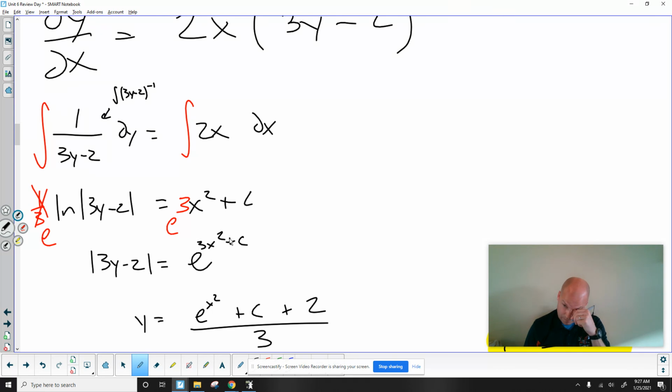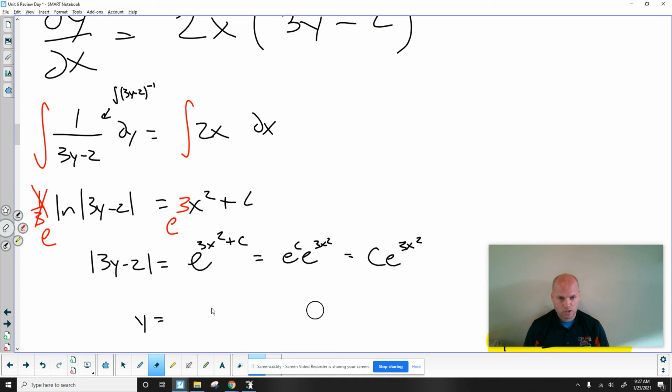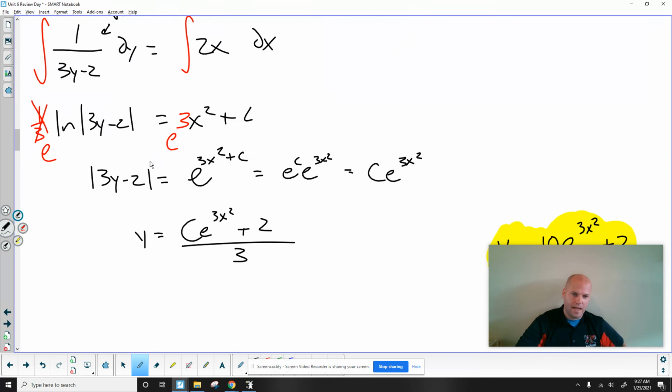Okay, and then we talked about the multiple steps you can do to rewrite this so that it's easier to find. This becomes e to the 3x squared times e to the c, using the exponent property we talked about last class. So this is c e to the 3x squared. So if I were to write the correct solution, general solution, it'd be c e to the 3x squared plus 2 divided by 3. Okay? So that is that.